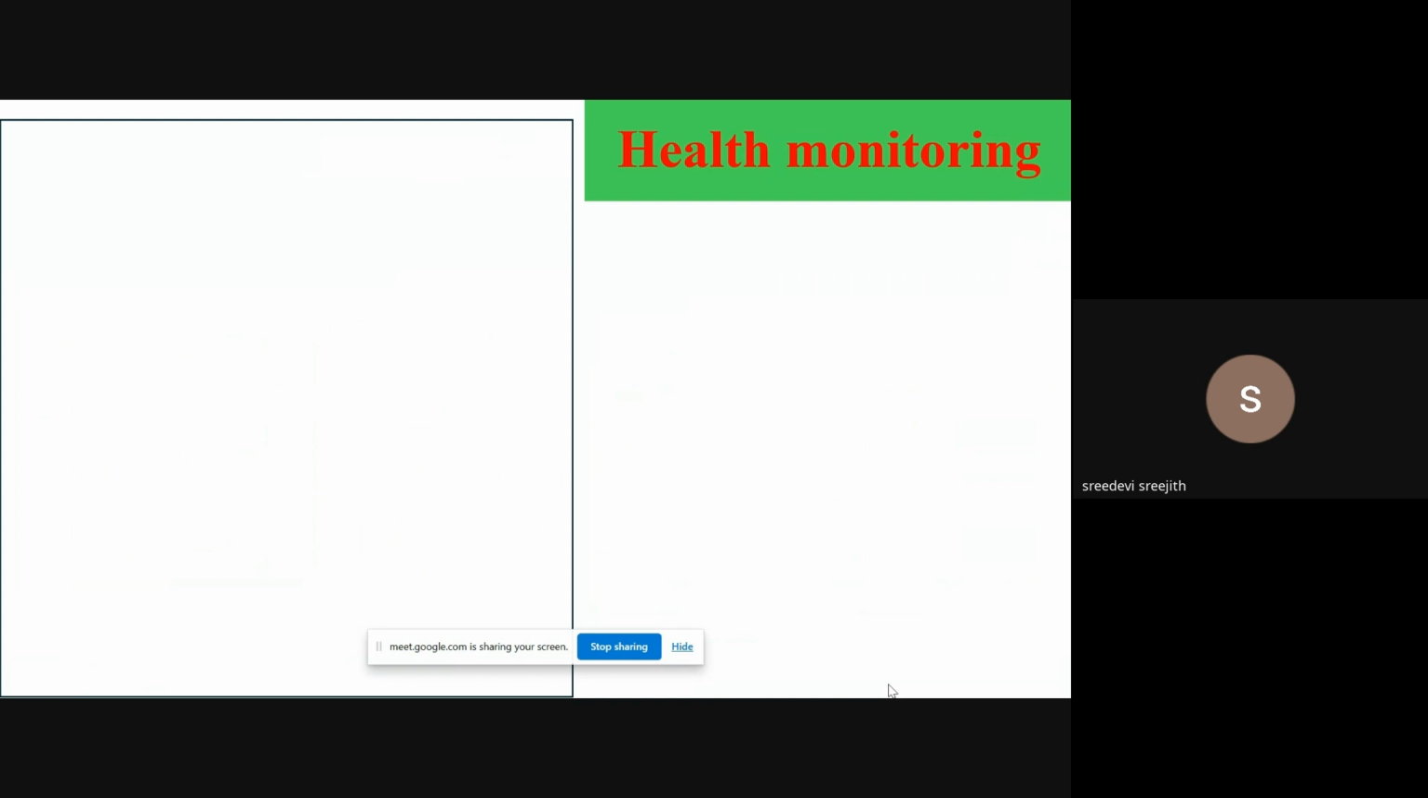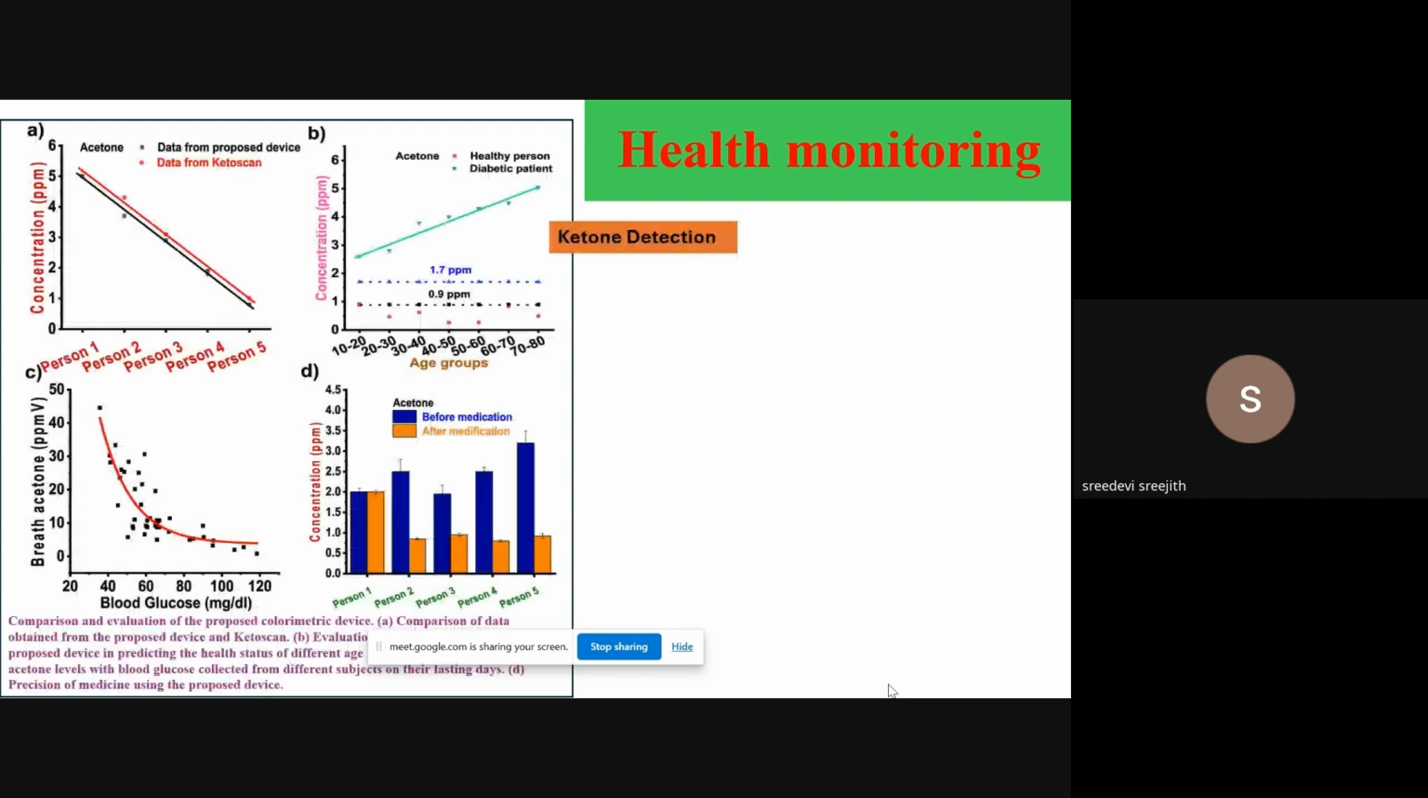So let's see the various applications of this colorimetric sensor. In our lab, we have carried out different experiments with this colorimetric sensor for various applications. First, let's see health monitoring, for which we have fabricated different sensors. First, we will see ketone detection. We have fabricated a ketone colorimetric sensor, by which we can detect ketone.